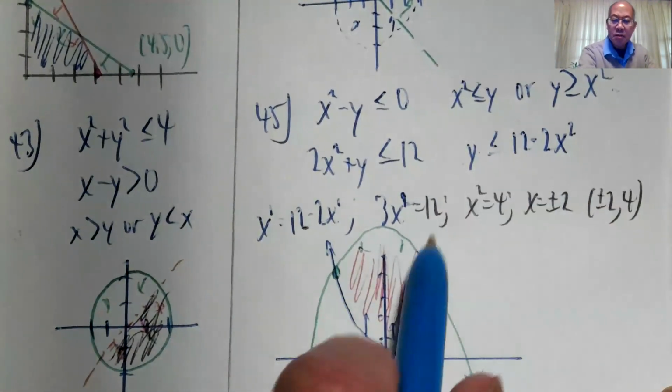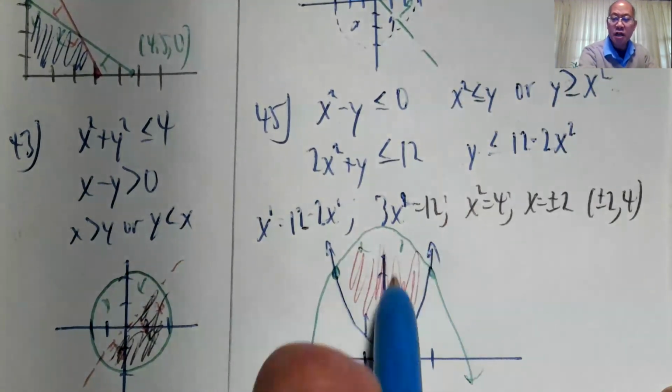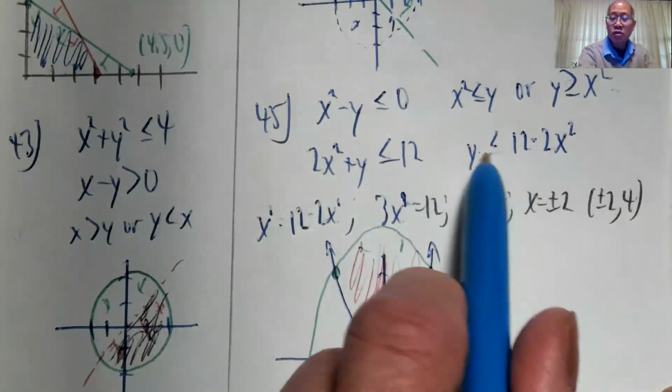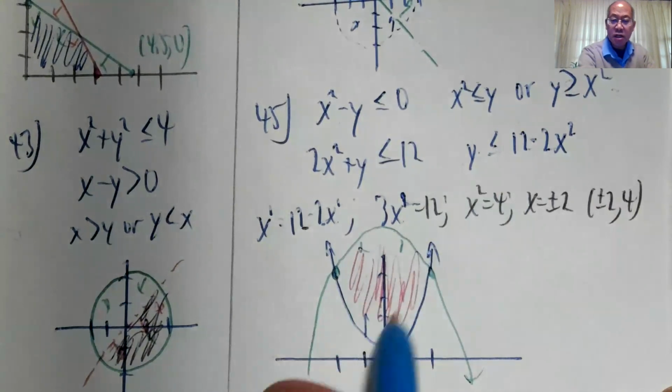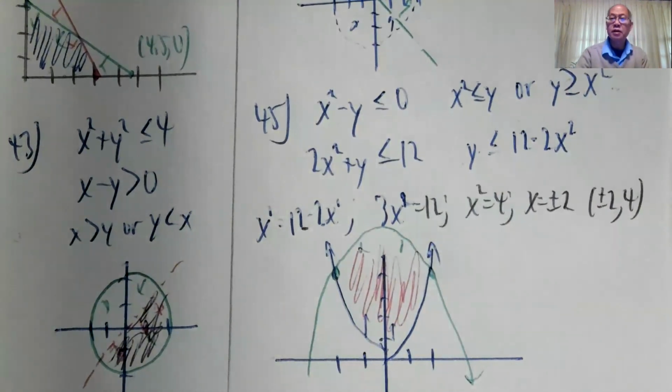A parabola opens up. Parabola opens down. For the one that opens up, you want greater than or equal to, so shading above. For the parabola opening down, you want less than or equal to. So this is the region that I have in question. Okay, so these are some of the problems from 5.5.